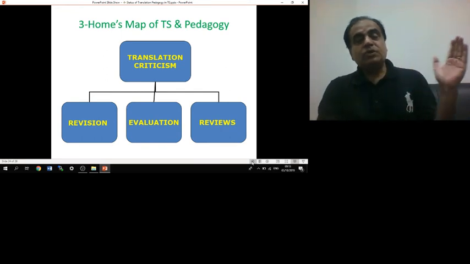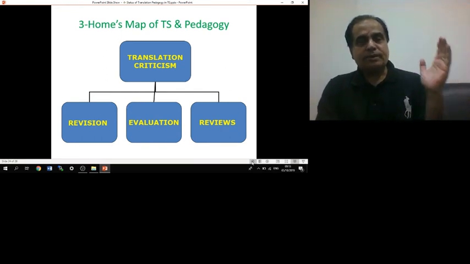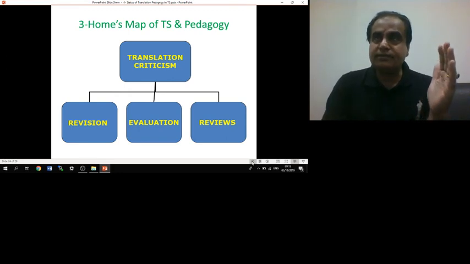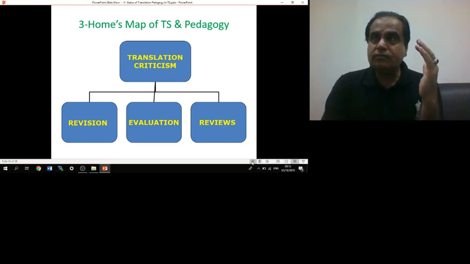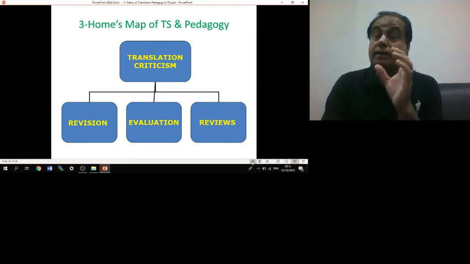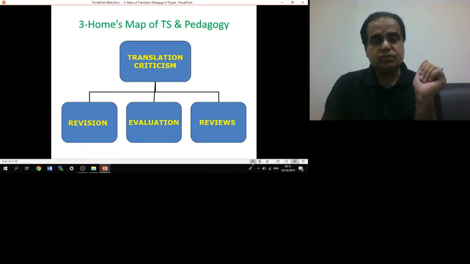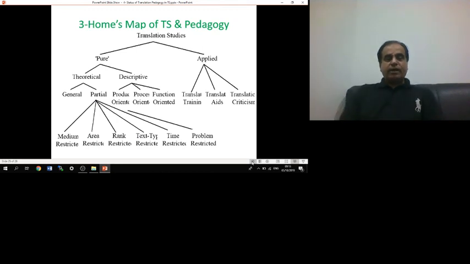Okay, and they are also related to translation pedagogy, because the translation teachers get help from these revisions, they also get help from the evaluations, and they use these things inside the classroom according to their need and according to the level of the students. Okay, come back to the map once again, because here we are with the map once again.